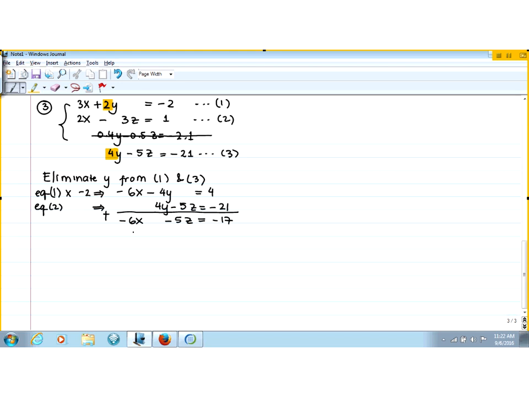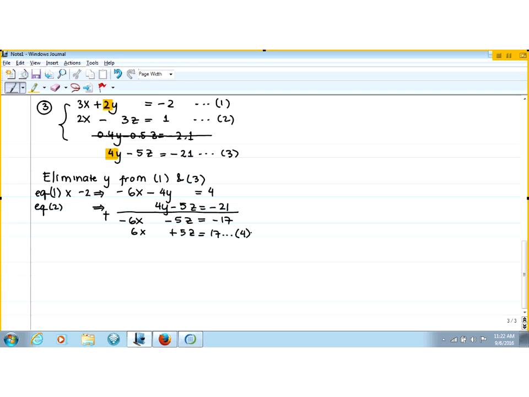Or we could make it simpler, right? We don't want to have a lot of negatives. Or we could leave it the way it is. It's up to you. But I usually change this into positives. How do I change it to positives? Yes, so 6x plus 5z is 17. So this is equation 4. Are we okay so far? Yeah.